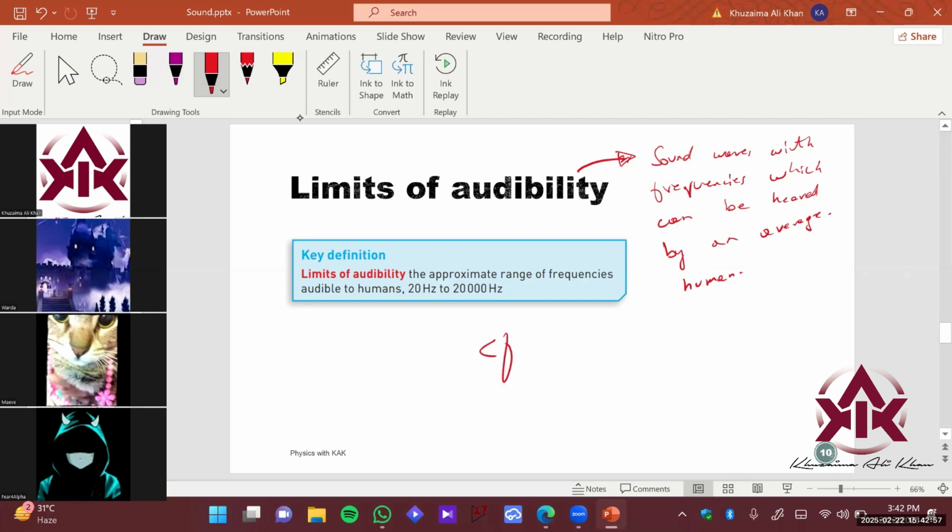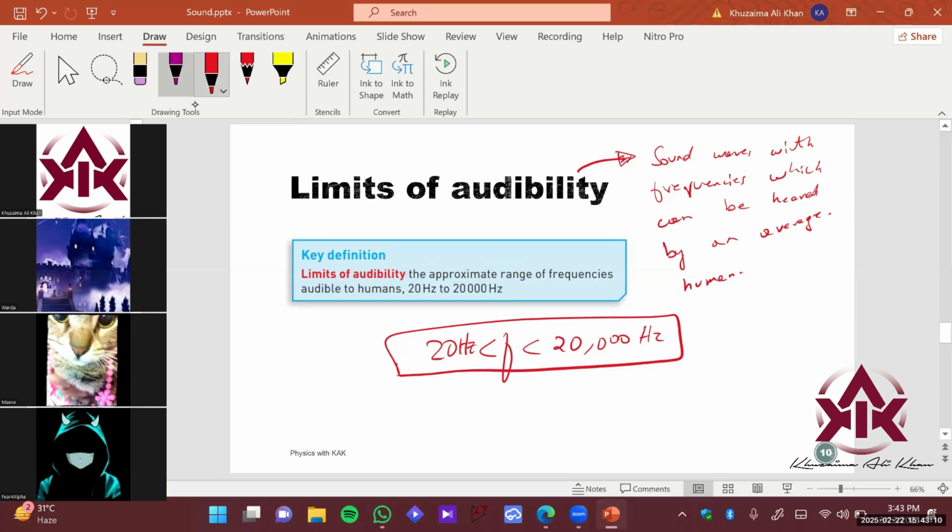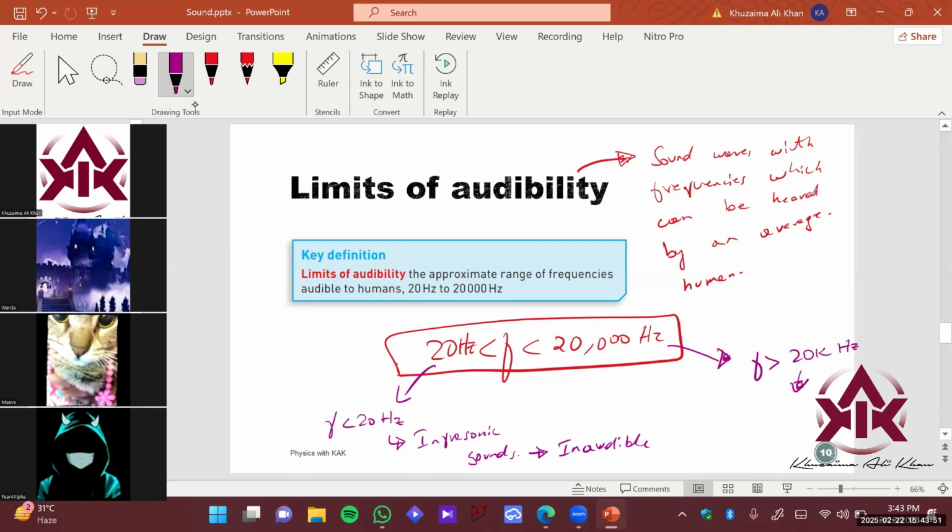So if you recall, the frequency range which is audible to human beings is from 20 hertz to 20,000 hertz, right? And if we have sounds which are less than 20 hertz, they're called infrasonic sounds, right? Infrasonic sounds, which are not audible. We cannot hear them, so they are inaudible, right? Again, if we have sounds with frequencies greater than 20 kilohertz, 20,000 hertz, they're called ultrasonic sounds, right? Ultrasonic sounds. And again, we cannot hear them, they are inaudible.